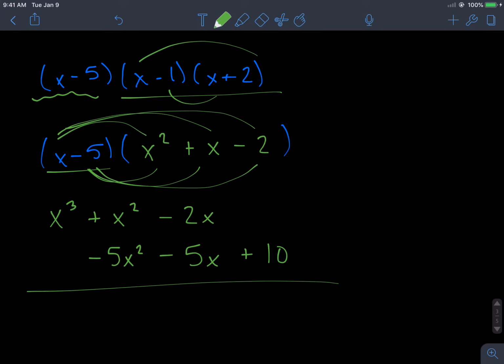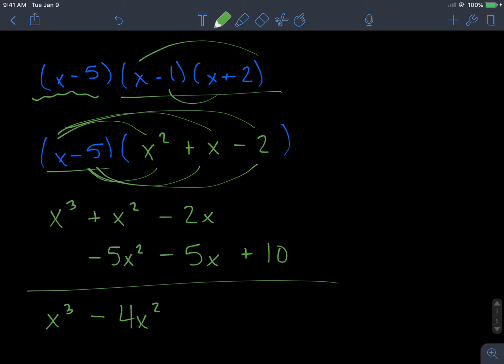And again, that keeps things nice and organized. We can add straight down, and we have x cubed minus 4x squared minus 7x plus 10.